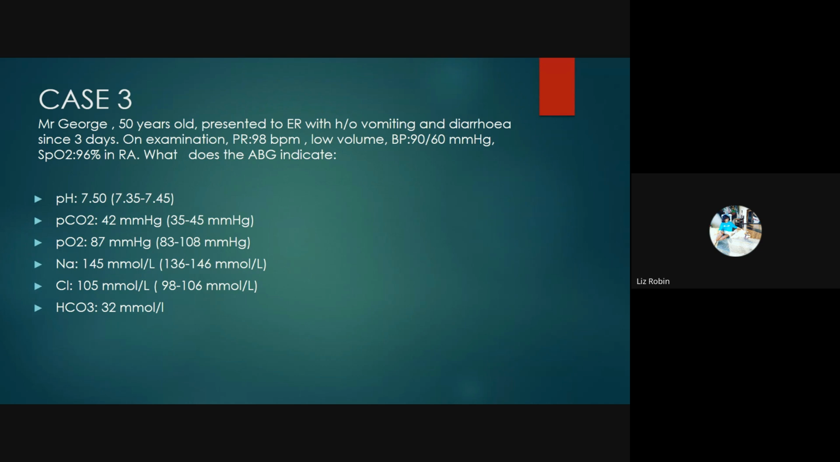So here, the pH was 7.50. PCO2 is 42 millimeters of mercury. PO2 is 87. Sodium is 145. Chloride is 105. And bicarb is 32 millimoles per liter. So anyone up for it? Please let me know.